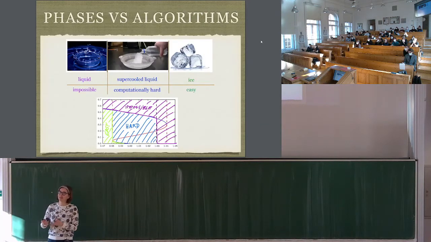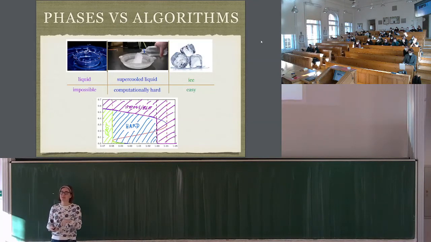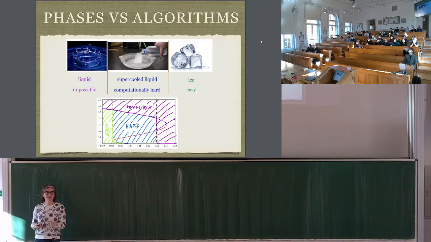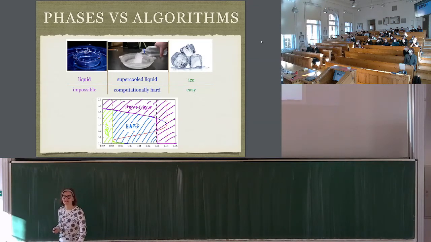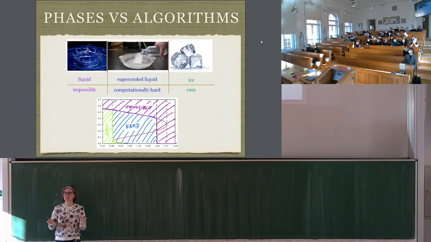And here is yet another picture to connect this hard, impossible, easy to the liquid, supercooled liquid and ice. In this analogy, the ice is the easy and the liquid is impossible. And then when you have a supercooled liquid, you are stuck in the liquid, but you would like to be ice. And this is computationally hard. You're stuck there forever unless you induce the nucleation. But for that, you would need to change something about how you were choosing the graph.